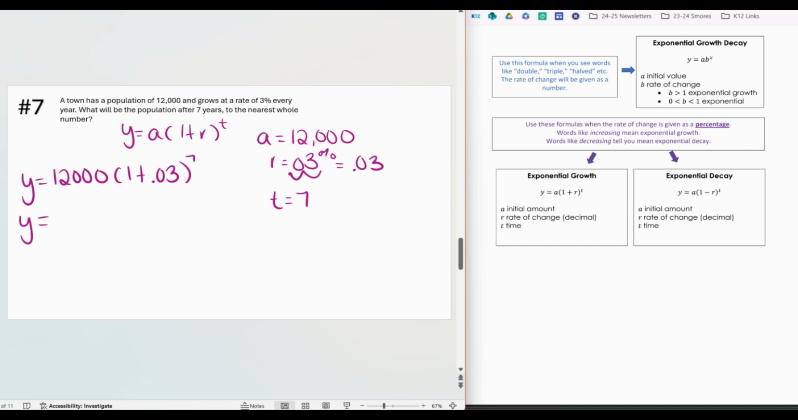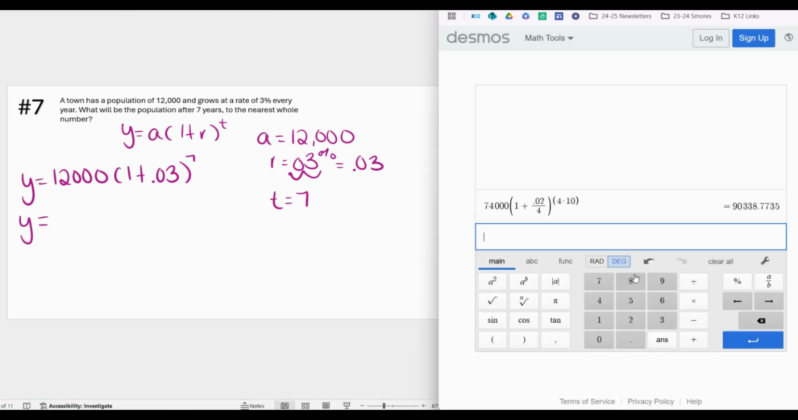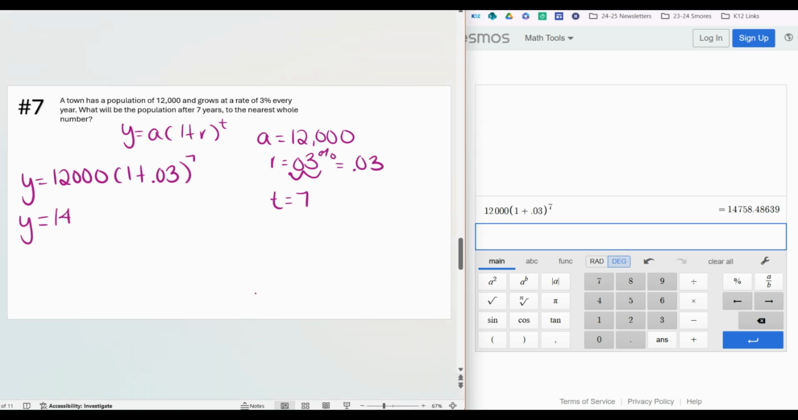So that's going to be y equals, and then once again, I'm going to go to my calculator, and so I have 12,000, parentheses, 1 plus 0.03, then close the parentheses. I'm going to do exponent and then 7. And when I hit enter, remember I want to round to the nearest whole number because I'm talking about people, so I don't want any decimals or fractions. So this is going to be 14,758 people. Okay, so I'm just going to round that to the nearest whole number like that.